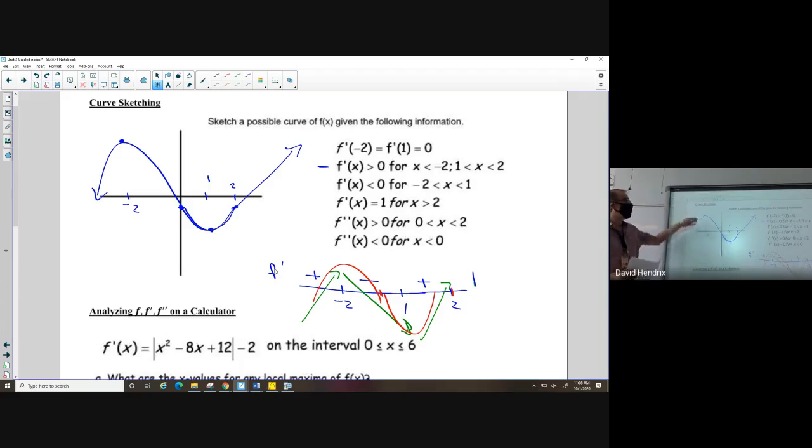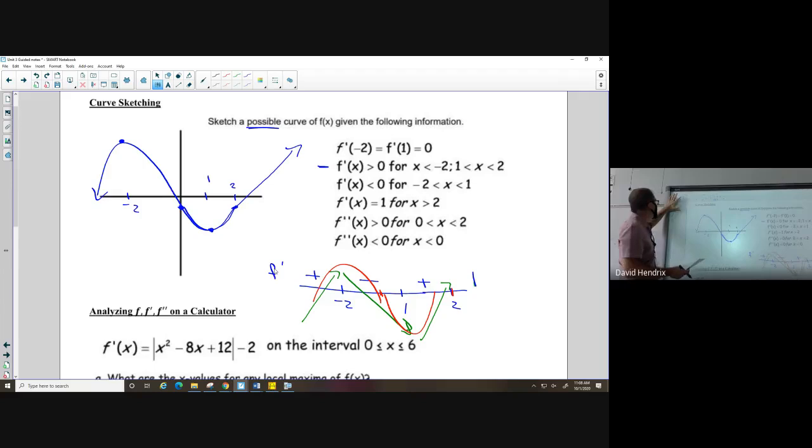And that is a possible answer. So it says possible, right? So there is more than one likely answer that fits the different criteria. Okay? But a sign chart can help you organize your thinking as you go through. Questions over that? All right, so let's look at the first question.